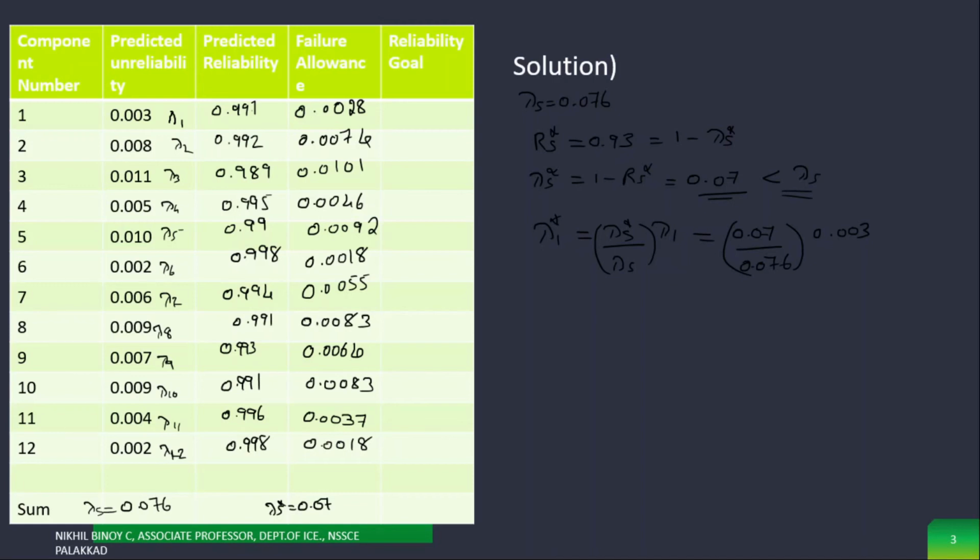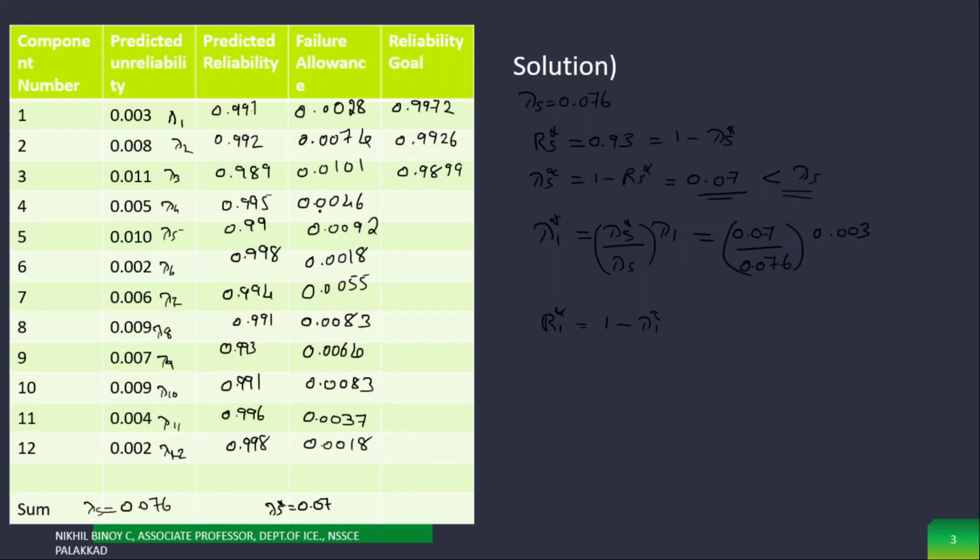We are asked to find the failure allowance of each component. Now we can find the reliability goal also. So what is the reliability goal of each component? That is R1 star equal to 1 minus lambda 1 star, that is 1 minus 0.0028, so we have 0.9972. The reliability goal of the second component is 1 minus 0.0074, that is 0.9926. Now the reliability goal of the third component is 1 minus 0.0101, that is 0.9899.